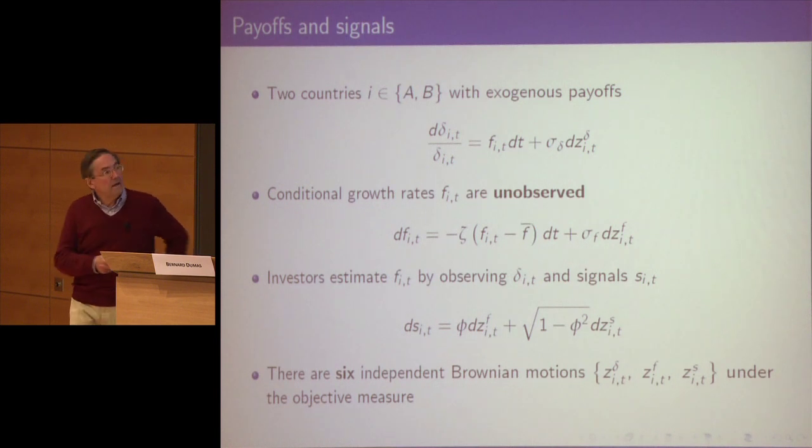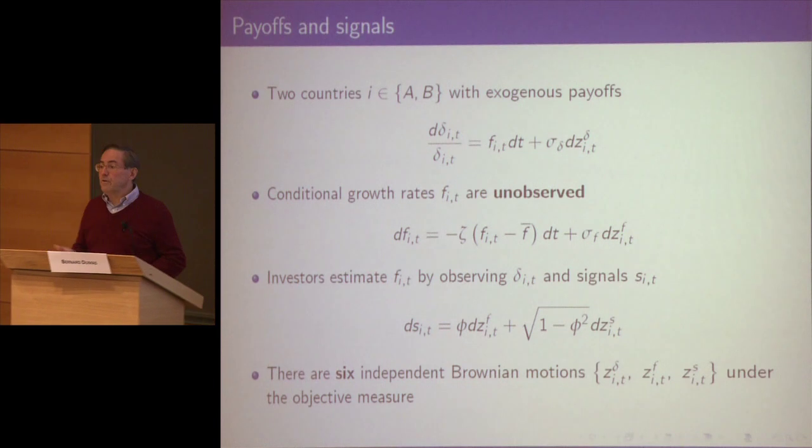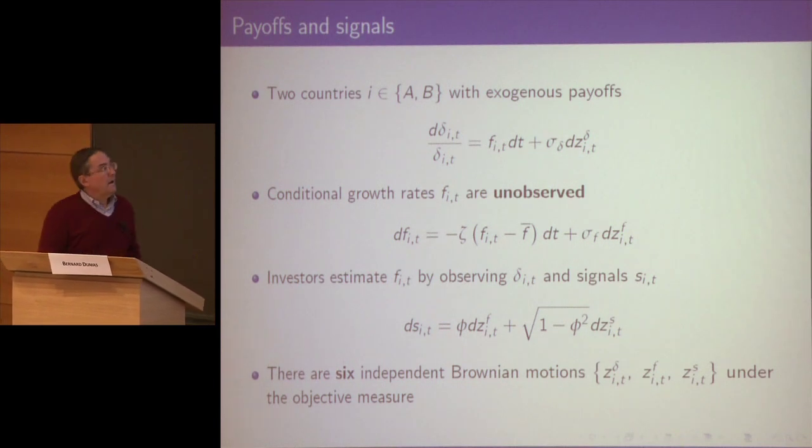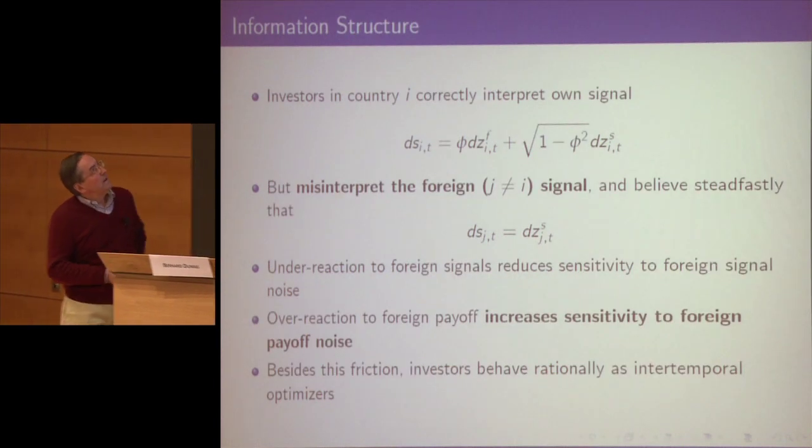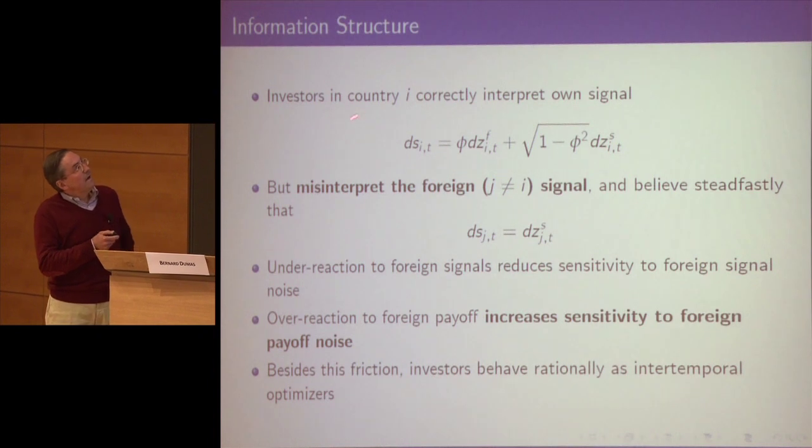They observe delta, and they observe something else. They observe a signal, S, which in each country is correlated with the unobserved rate of growth and shocks to the rate of growth. So the signal is truly informative. However, investors in country i correctly interpret their own signal.